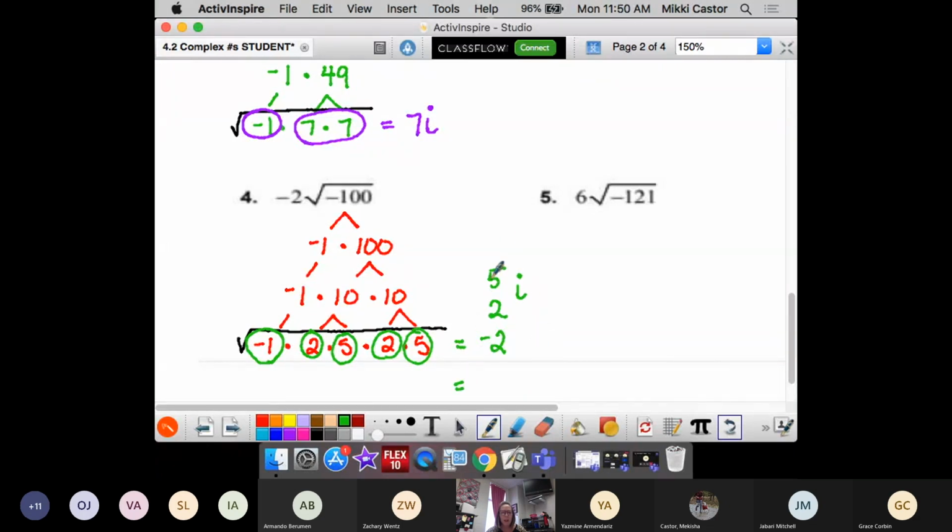So what is 5 times 2 times -2? That should give me -20. And then we multiply it by the i, and the i pretty much behaves like a variable. It gets multiplied, divided, added, subtracted, just like variables would.